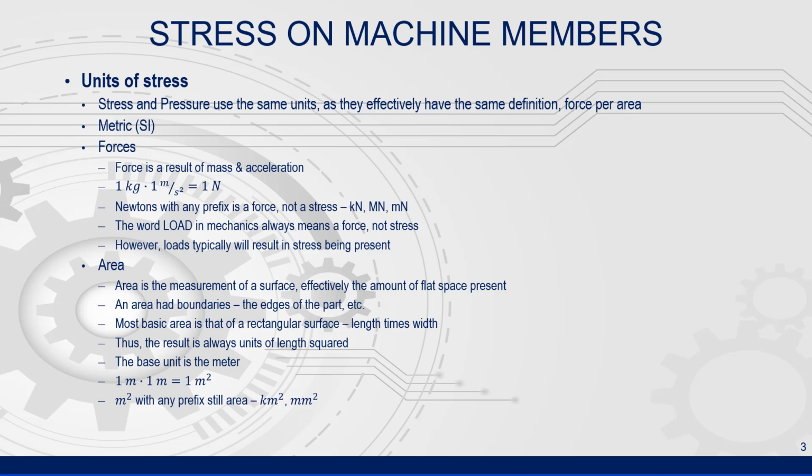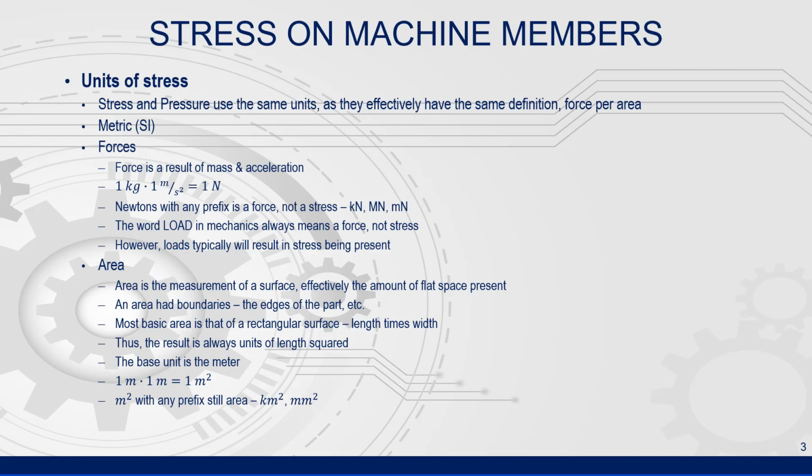Stress and pressure use the same units, and compressive stress is effectively the same as pressure in some cases. Forces result from mass and acceleration. In the SI measurement scheme, 1 kilogram times 1 meter per second squared equals one force unit called a newton. A newton is a unit of force, not stress, and it is important to keep straight when performing engineering analysis.